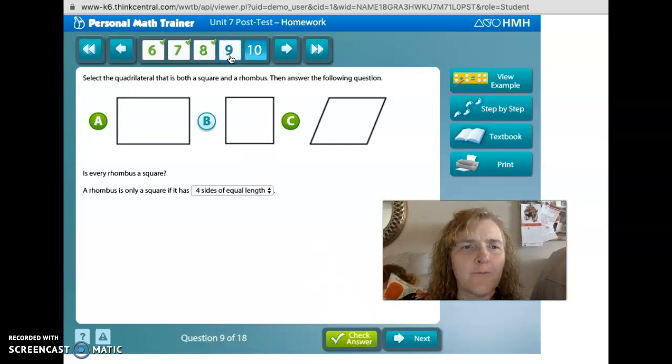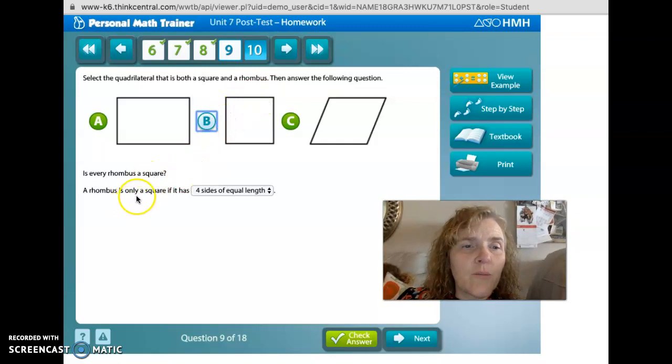Okay, number 9. Select the quadrilateral that is both a square and a rhombus. Then answer the following. B has to be the only square of these, because that's the only one that looks like a square. Equal sides, right angles on the sides.